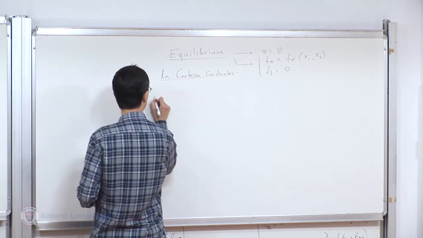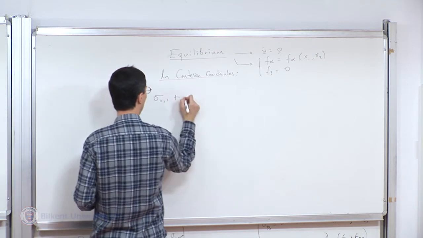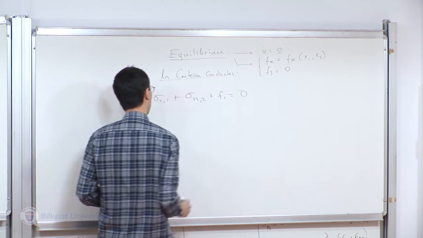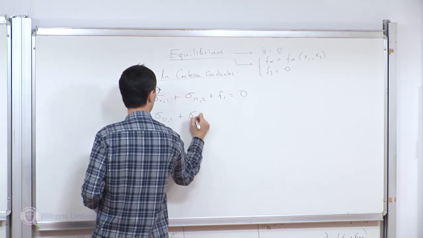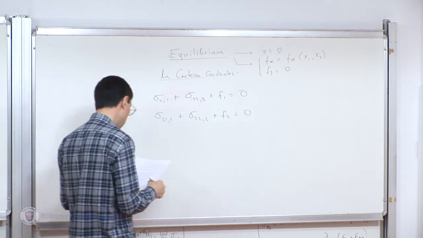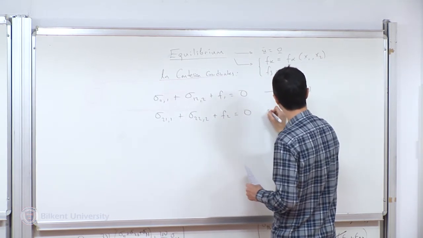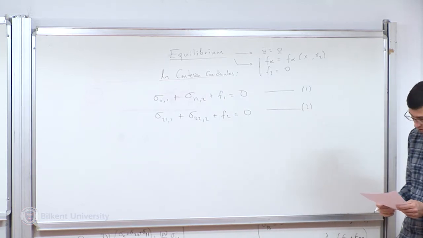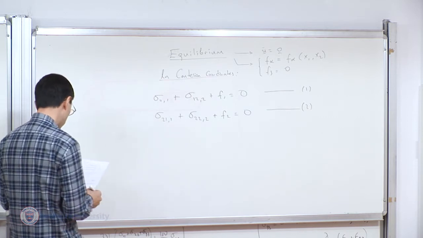So in Cartesian coordinates, I know that the equilibrium equation in the one direction, sigma 1,1 comma 1 plus sigma 1,2 comma 2 plus F1 is supposed to be equal to 0. And in the two directions, sigma 2,1 comma 1 plus sigma 2,2 comma 2 plus F2 is also equal to 0. And I'm going to call this equation number 1. I will refer to it shortly. And the second one as 2. So that's my equilibrium, nothing fancy.